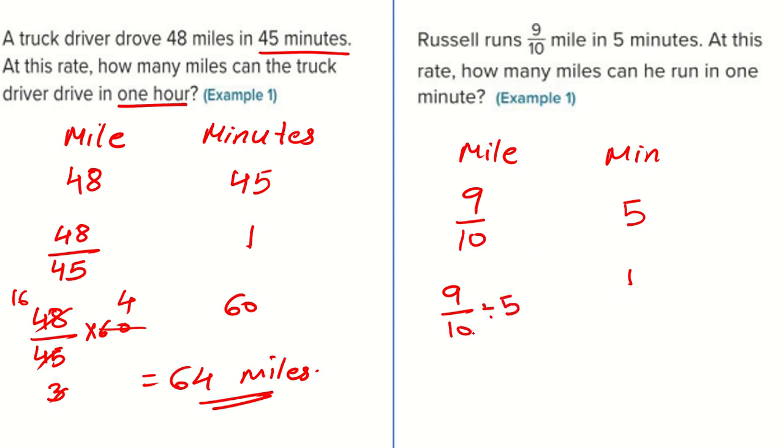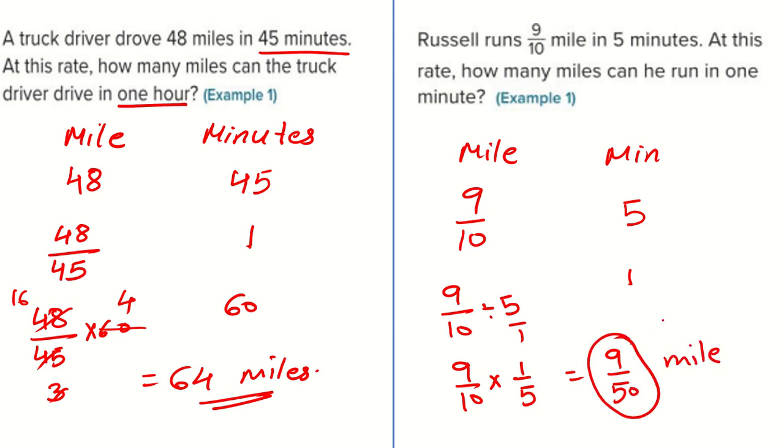Now you see here we are dealing with a fraction and division. So what you will do, you will make it into multiplication and the number after the division will be reciprocated. So it will be 9 over 10 times 1 over 5. So it will be 9 over 50 mile. And I am sure it cannot be simplified further. So this will be the answer. Make sure that you write the answer in the simplest form if it can be.